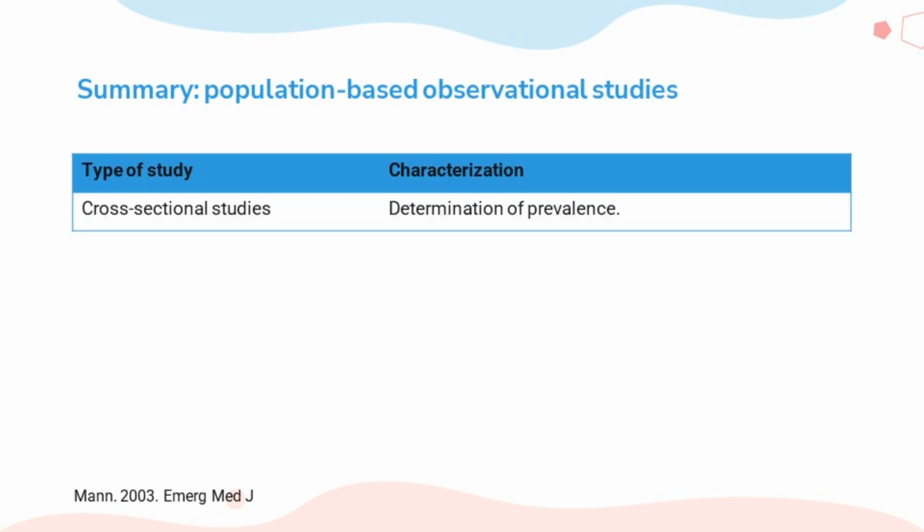I didn't get complacent and did another summary of all three types of population-based observational studies, but for one more slide. So, cross-sectional surveys are needed to determine the prevalence of some condition, and this is sociology's favorite tool. All sociological surveys are cross-sectional surveys.